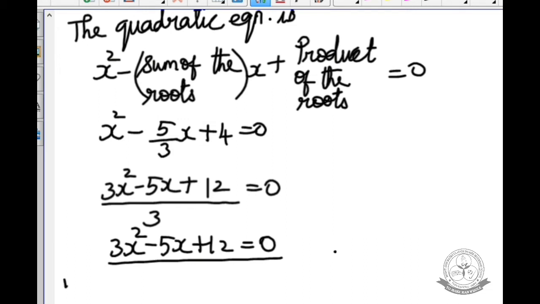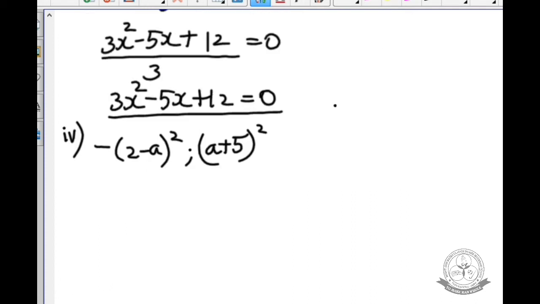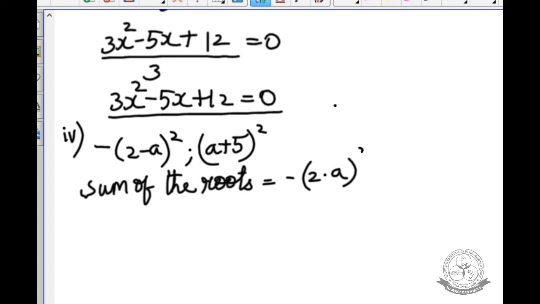Take the third sum as homework. Now fourth subdivision. It is given as minus of 2 minus a whole square comma a plus 5 whole square. So sum is given as minus of 2 minus a whole square. Product is given as a plus 5 whole square. So write sum of the roots equal to minus of 2 minus a whole square.